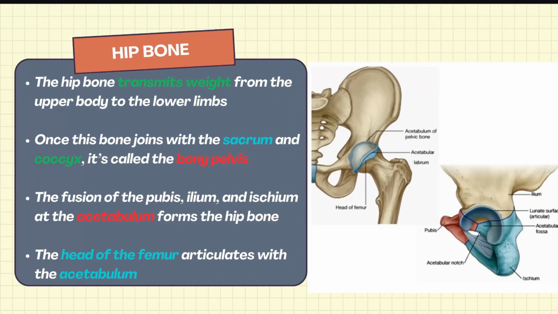Now, coming to the hip bone, it transmits weight from the upper body to the lower body. So all the weight of our upper body is transmitted to our lower body through the hip bone. Once this bone joins the sacrum and the coccyx, we get a bony pelvis. Now, once you get a fusion of the ilium, the ischium and the pubis at the acetabulum, this is going to be the formation of our hip bone. We should know this from embryology, however, I'm just repeating it for the sake of knowing. And the head of the femur, as you can see here, is going to articulate with this acetabulum.